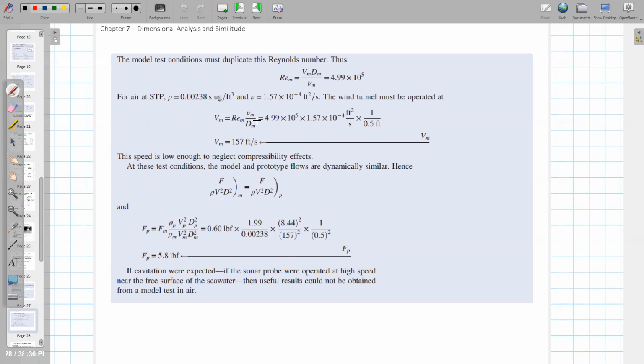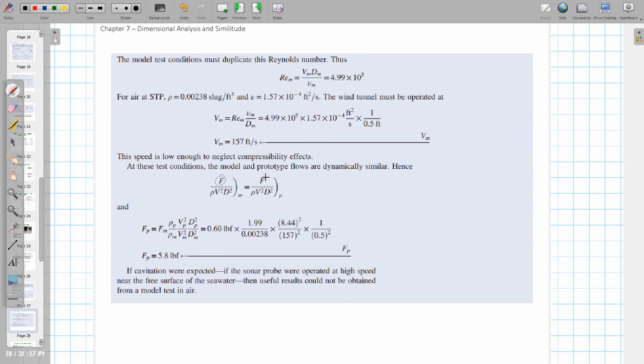Okay, so in the model you also should achieve this Reynolds number, and this is the model size, and this mu_m has to use the air, because now we replace the water with air. Then you can calculate, to achieve the same Reynolds number, what velocity you need for the air inside the wind tunnel. You get it? Okay, and in the wind tunnel, you measure this drag force here.